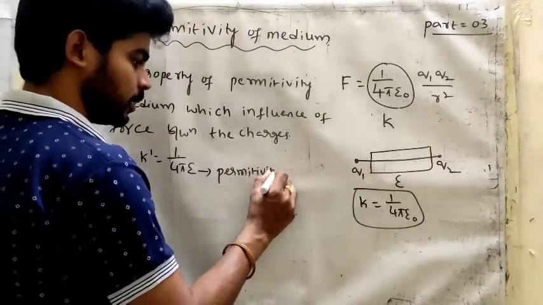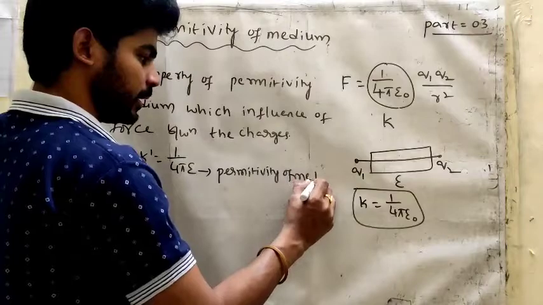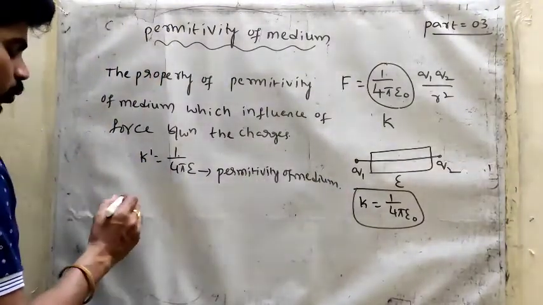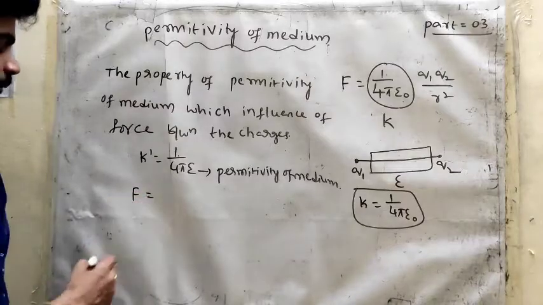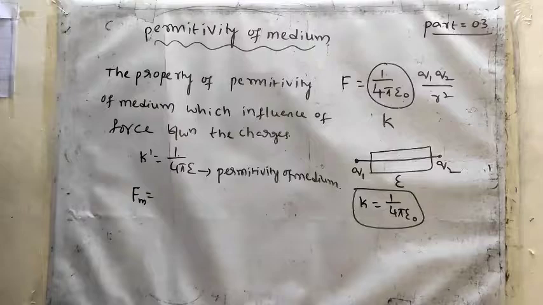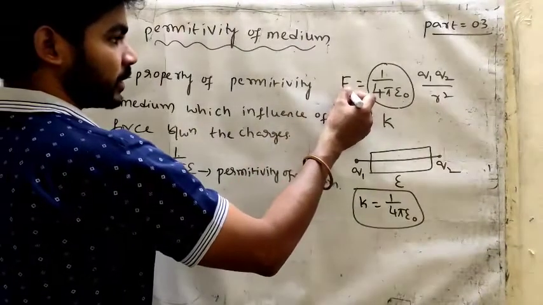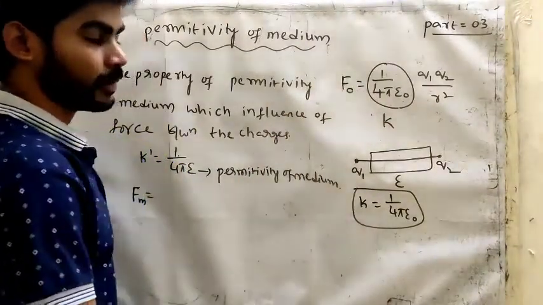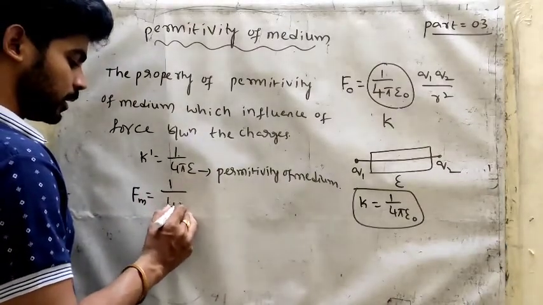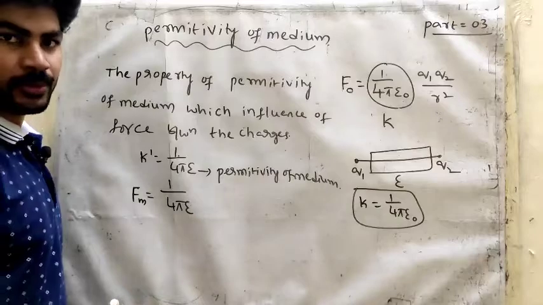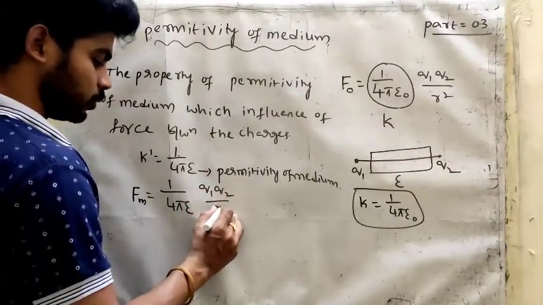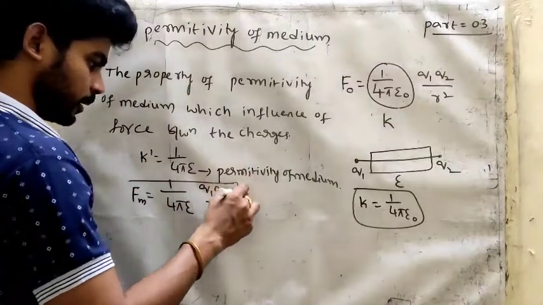Epsilon is the permittivity of the medium. Now you can write Coulomb's law formula. In a medium, F_m is equal to 1 by 4 pi epsilon, Q1 Q2 by R square. For the air medium, in reference books it is given as F naught.